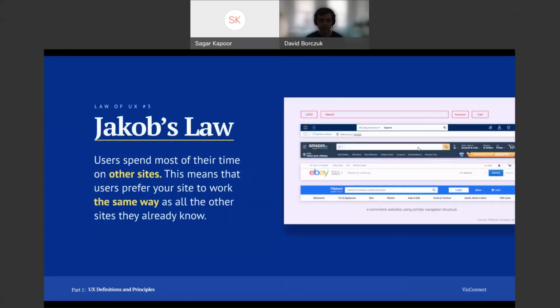And finally, Jakob's law. Users spend most of their time on other websites. This is just framed in terms of websites, but you can think of it as visualizations or dashboards. This means that users prefer your site to work the same way as all other sites they already know. So the picture on the right shows a navigation bar for really popular websites. And as you can see, there's a logo on the left, a search bar in the middle, your user account on the right, and then your cart.